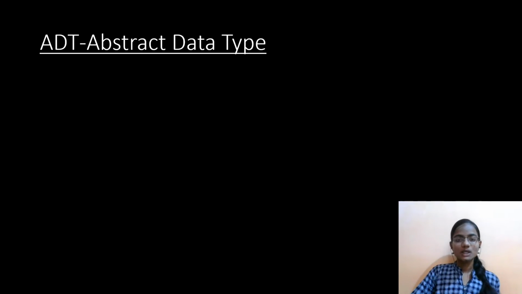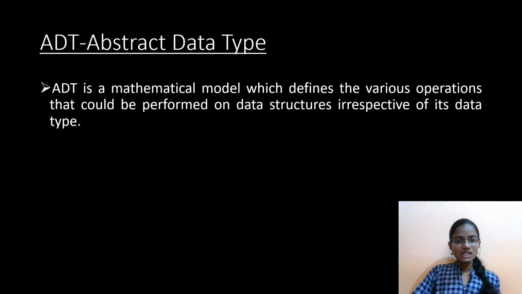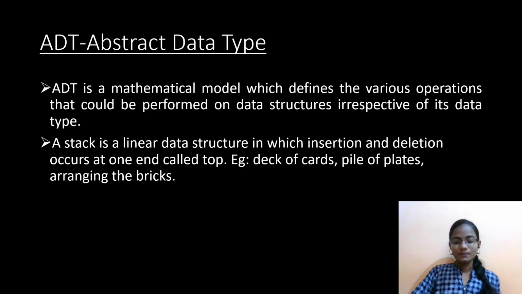Now first we will see what is ADT. ADT specifies what each operation does, but not how it does it. ADT is a mathematical model which defines various operations that could be performed on a data structure, irrespective of its data type. Stack is considered to be a container in which the insertion and deletion are done from one end, known as top of the stack. We have various operations like insertion, deletion, sorting, searching, etc.